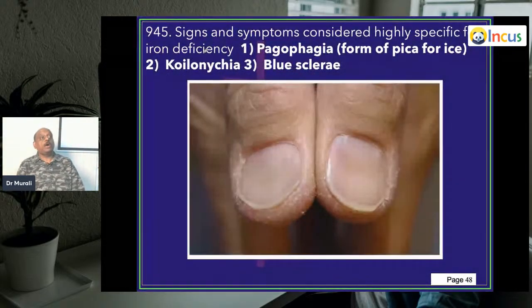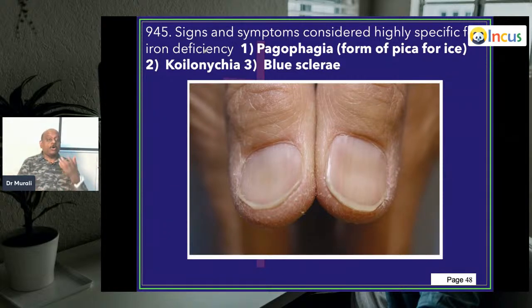So now what are the clinical signs and symptoms very specific for iron deficiency? Pagophagia, eating ice cubes from the refrigerator. It's a pica for ice. Pica means eating soil. Pica for ice is called pagophagia.